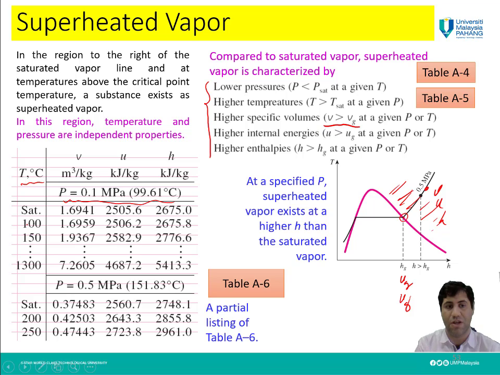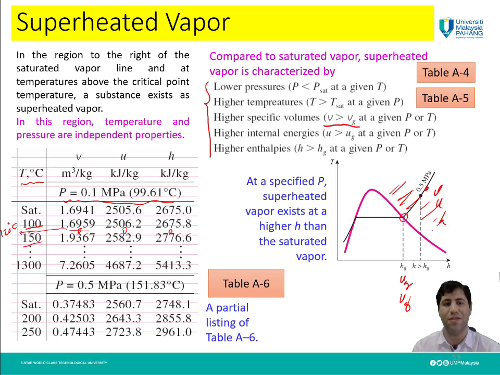For sure, if you notice here, for example, we have 100 degrees Celsius, then this is 150 degrees Celsius. So if the temperature which we have is, for example, 120 degrees Celsius, it is here for sure. The v, or specific volume, will be between these two values, and also u will be between these two values.